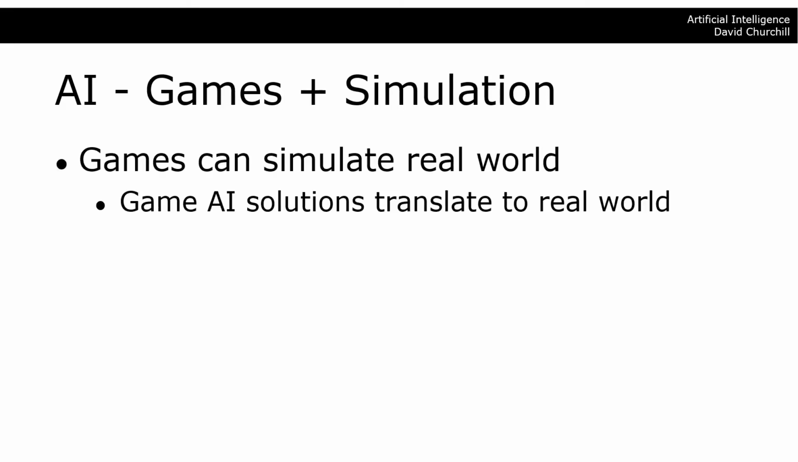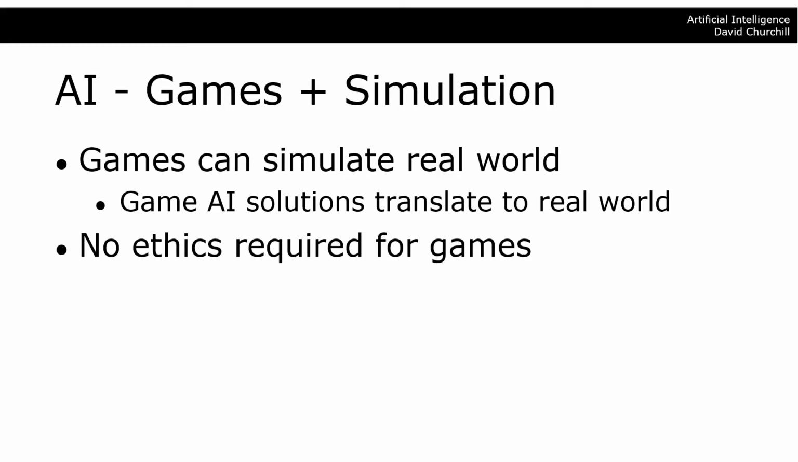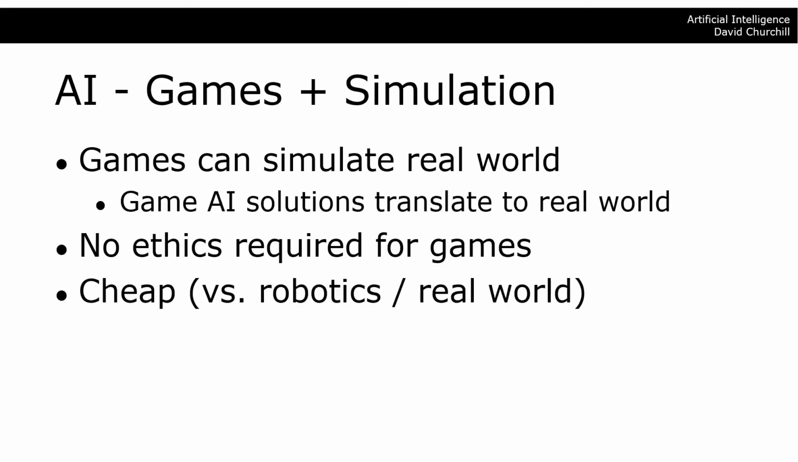So some of the benefits of doing AI research and testing with games and simulations is that games can simulate the real world. Therefore, if they can simulate the real world, then any AI solution that performs well in the game should also translate well to real-world problems. Something that's very convenient for researchers as well is that there's no ethics required for games. So, you can train an agent to do something in a video game that might not be allowed in the real world. Games and simulations are fairly cheap compared to real-world testing. You can go buy a video game and do testing in that for as little as $100.